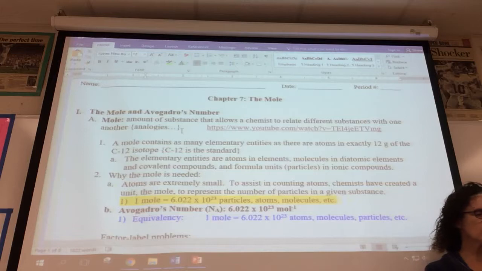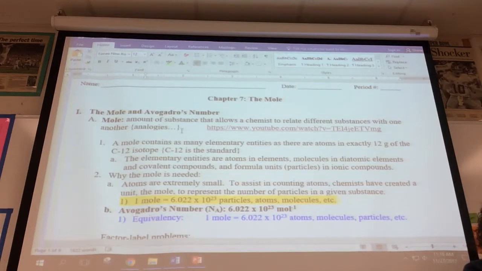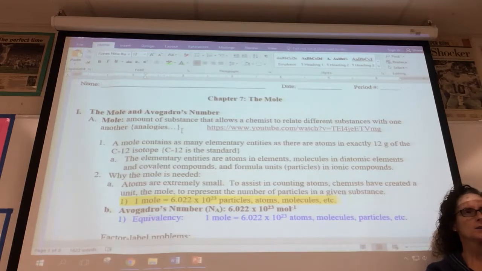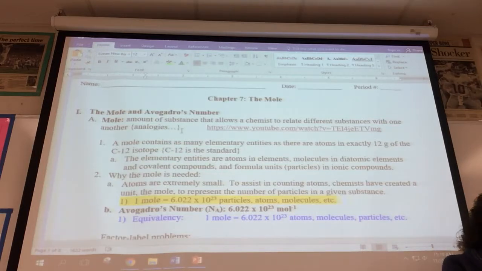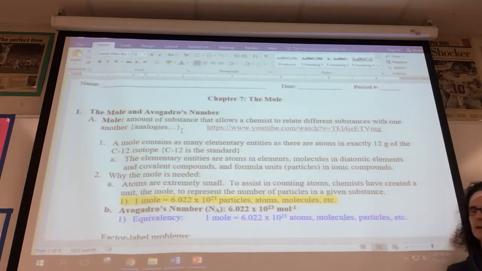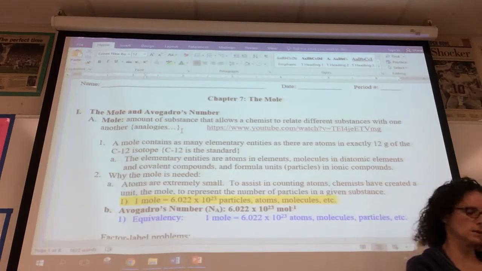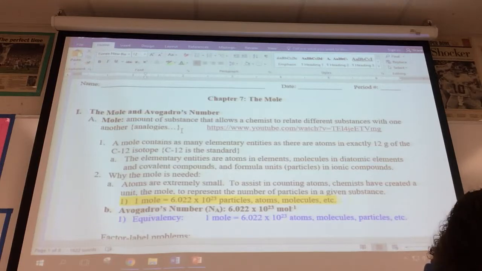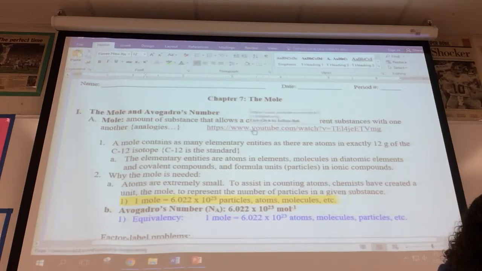But in chemistry, the mole is very important because it allows chemists to relate different substances with one another. It's a way to compare iron with magnesium, with carbon dioxide, with glucose. So you can make a comparison of a lot of different substances. And this little video is very cute and starts to describe the mole.